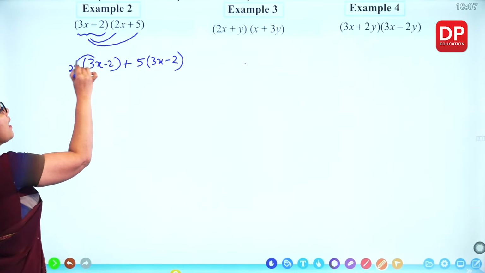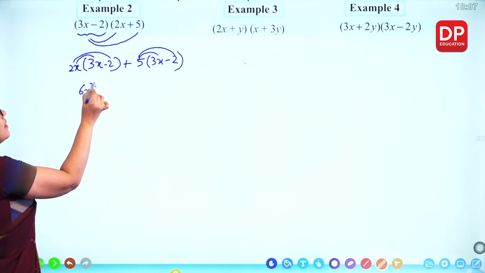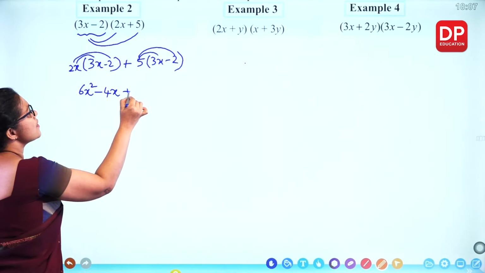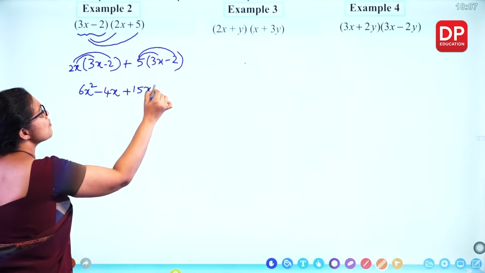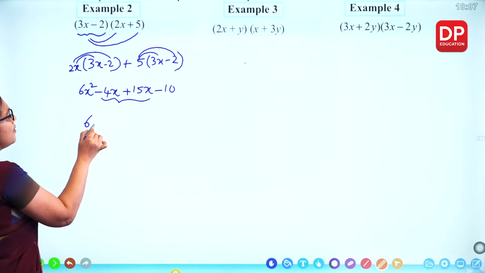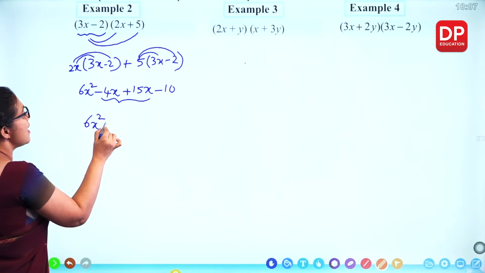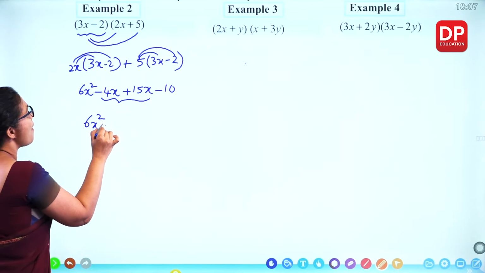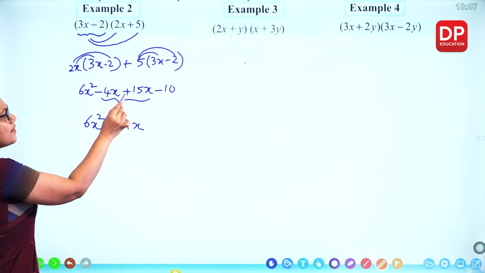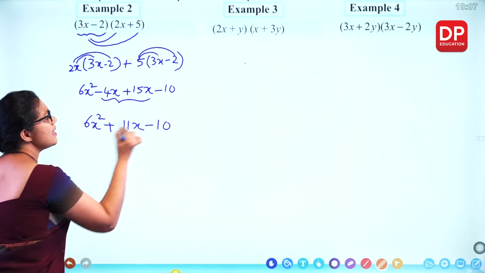So when you expand brackets, you get 2 times 3, 6x squared. 2x times minus 2, minus 4x. 5 times 3x is 15x. 5 times minus 2 is minus 10. Simplify further, you will get 6x squared. 15 minus 4 is, what's 15 minus 4? Plus 11x. So here, make sure that plus 15 minus 4 minus 10 is there.